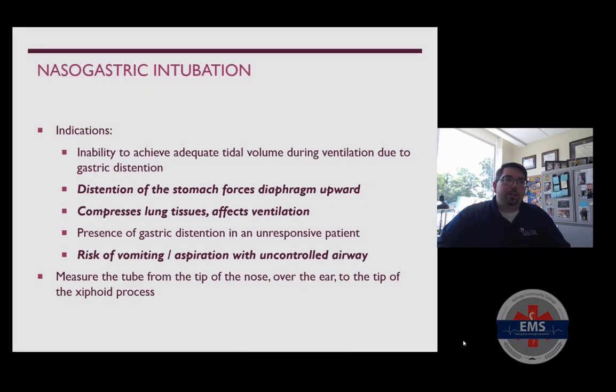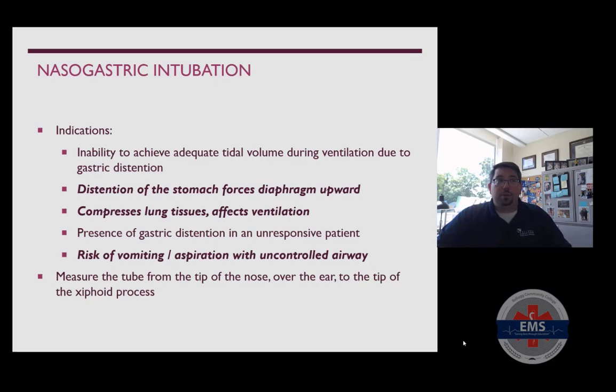Nasogastric intubation is indicated occasionally where we have the inability to achieve adequate tidal volume during ventilation due to gastric distension. We may want to relieve that pressure if possible with a nasogastric tube. We'll get to that in a second. But realistically, we know that as the belly fills with air, it's going to push up on the diaphragm, decreasing your overall tidal volume, making ventilations less effective. Remember that the presence of gastric distension in an unresponsive patient is critical, and that there's a risk of vomiting or aspiration with an uncontrolled airway.